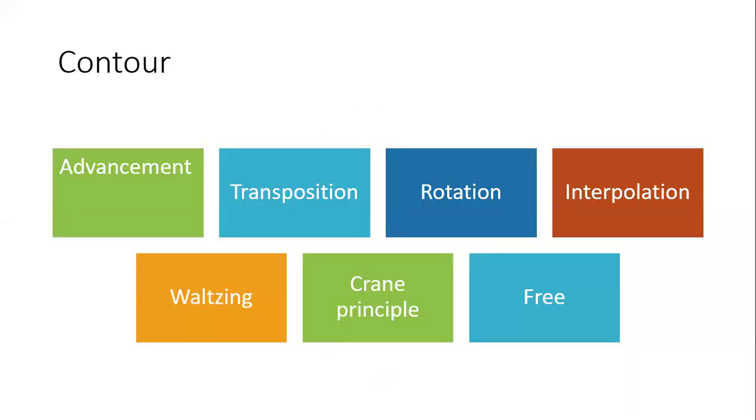Based on the contour or the different movement of the flap, they are broadly categorized into advancement, transposition, rotation, and interpolation. Other techniques would be waltzing, crane principle, and free. Advancement is just taking the flap forward, whereas transposition is taking it to a different position with a pivot movement. A rotation would be a complete angular movement of the flap. Interpolation would be taking it through the tissue into a different zone.